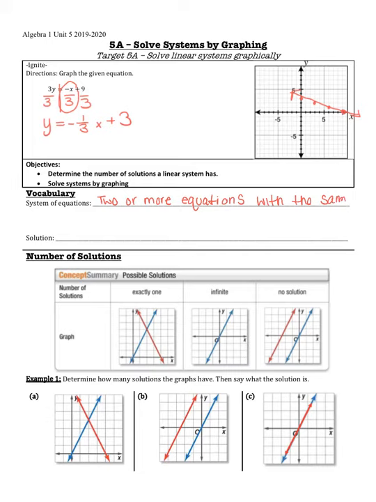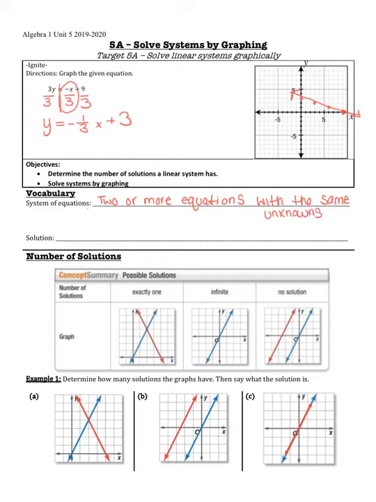with the same unknowns. Which is a fancy way of saying the same variables.